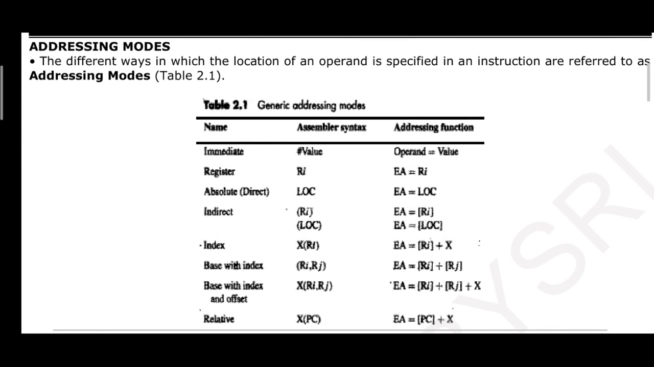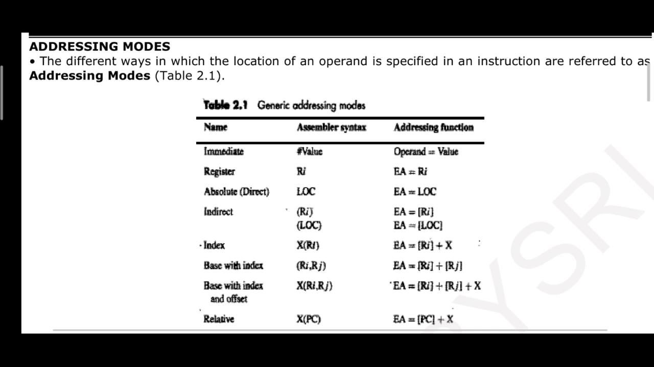So next is about the addressing modes. While discussing the addressing modes, let us see the instructions and the different ways of writing instructions for executing the branching statements. There are different addressing modes we have. Addressing modes are nothing but the different ways in which the location of an operand can be specified along with the instruction.